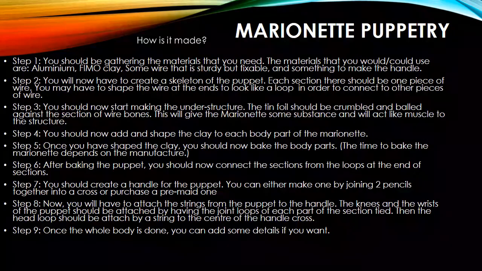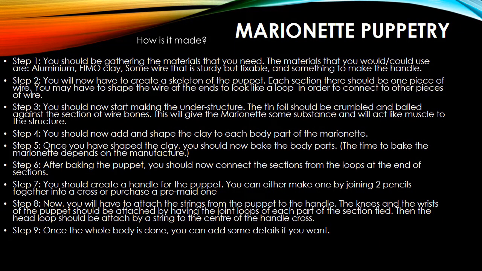How marionettes are made. There are a variety of steps. It's a very long and complicated puppet making process. Step one, you should gather all the materials that you need. Materials that you would need will be aluminium foil, clay, some wire that is sturdy but flexible, and something to make the handle for the puppet. The handle could be made out of pencils or Chinese chopsticks.